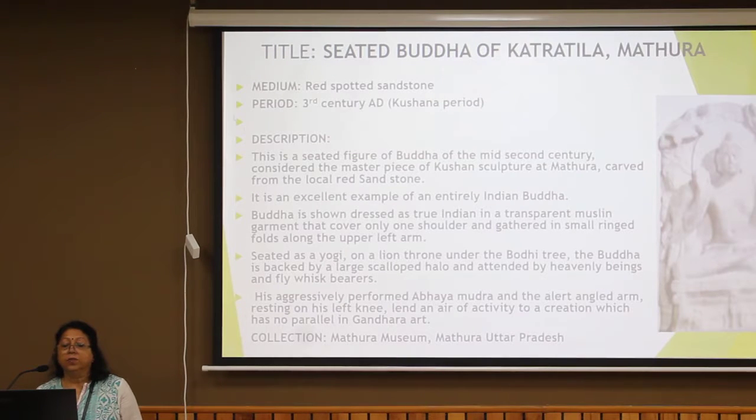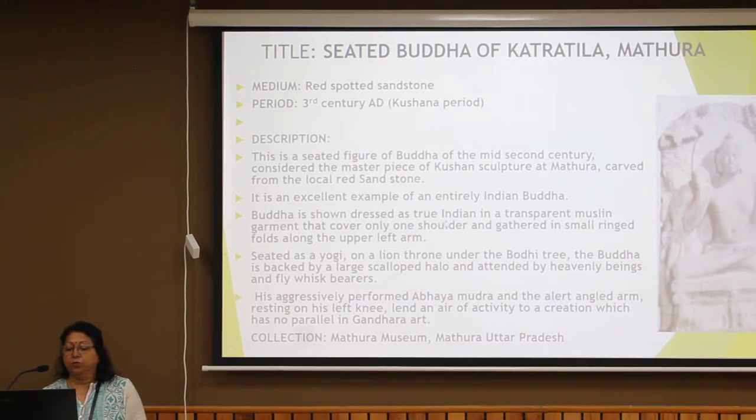This is a seated figure of Buddha of the mid-2nd century, considered the masterpiece of Kushana sculpture at Mathura, carved from the local red sandstone. It is an excellent example of an entirely Indian Buddha. I just want to give emphasis on this Indian Buddha because there is no effect of Greek art.